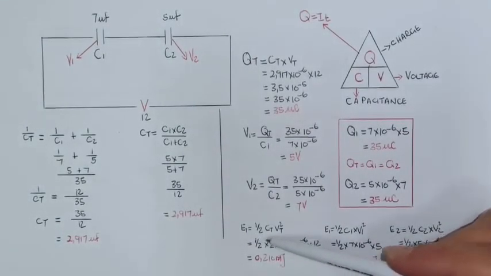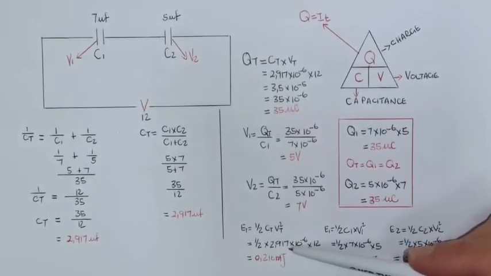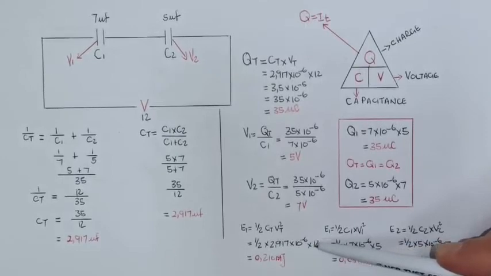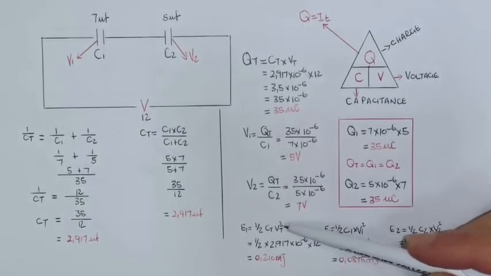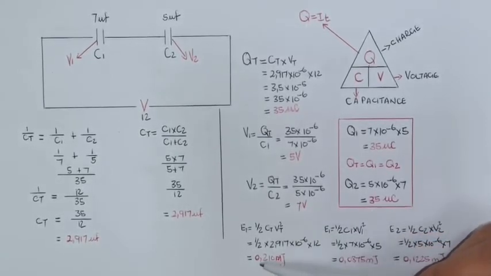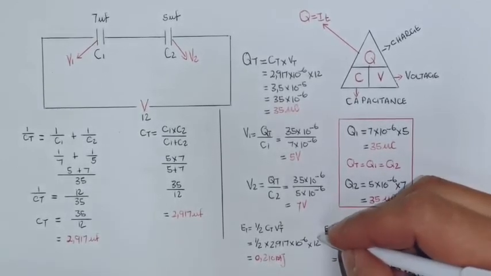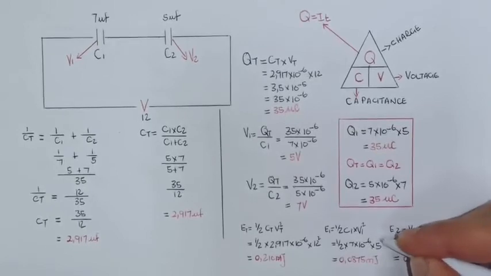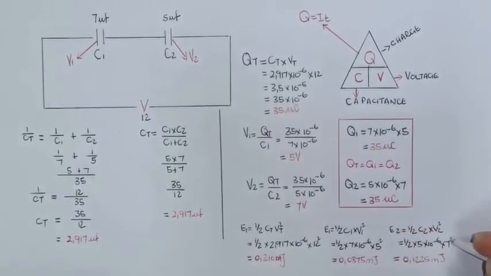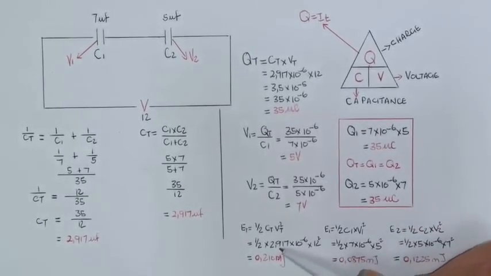That is going to be half times my total capacitance of the circuit, multiplied by my voltage squared. And that is going to be 0.21 millijoules. I'm just going to write here squared. That will be squared, and that will be squared. So that is for my total energy in my circuit.